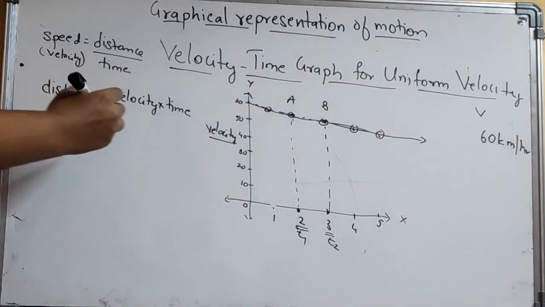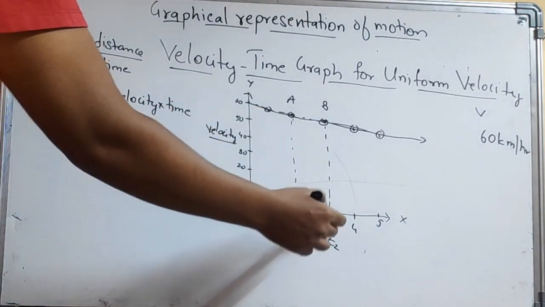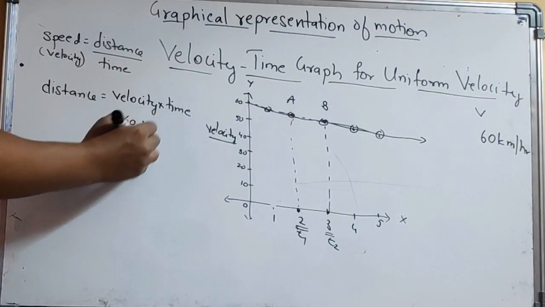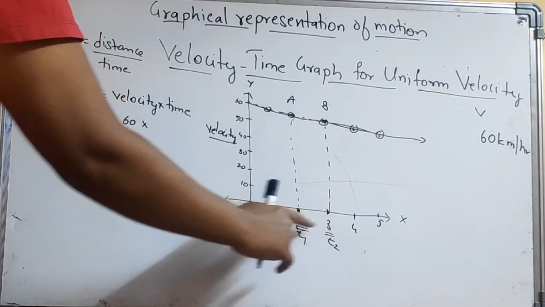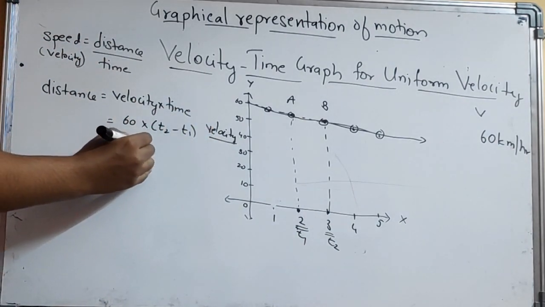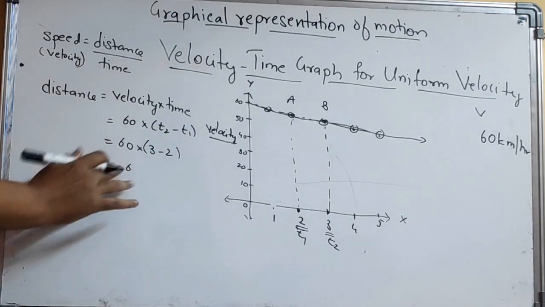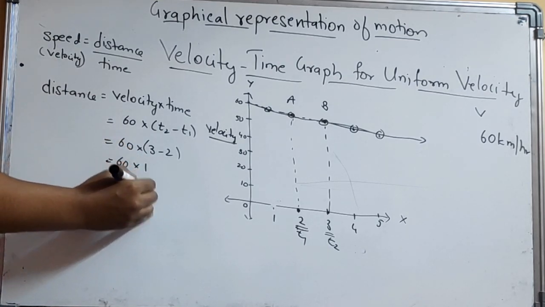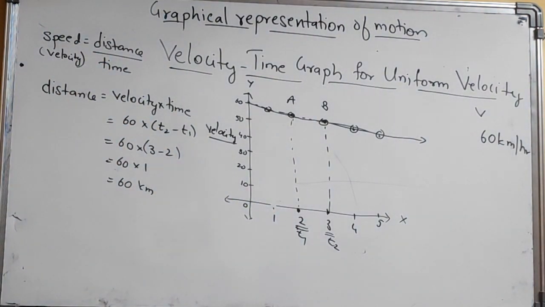So distance is equal to velocity into time. What is the velocity at both these times? There is no change in the velocity, so the velocity is 60. And what is the time? The time period is t2 minus t1. So this is 60 into t2 minus t1, so 60 into 3 minus 2, that is 60 into 1, which is equal to 60 kilometers. This is 1 hour, hence 60 kilometers.